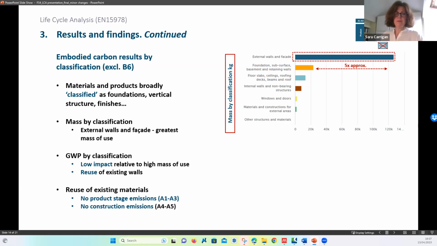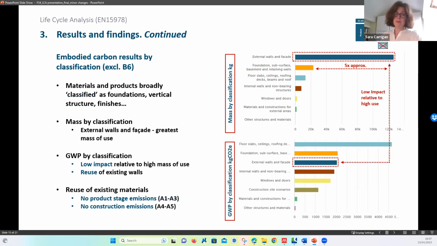These again exclude operational energy. Materials are broadly classified as foundations, vertical structure, finishes, and so on. When we look at the massive use of these classifications, external walls and facade dominate by a factor of 5 approximately on the next classification. This is as expected, as there is a significant external wall area to the cottage.